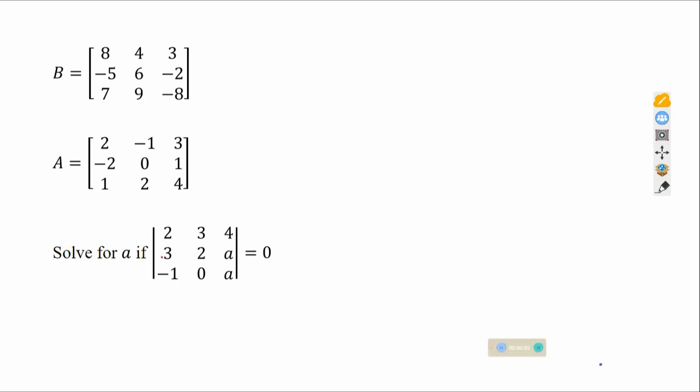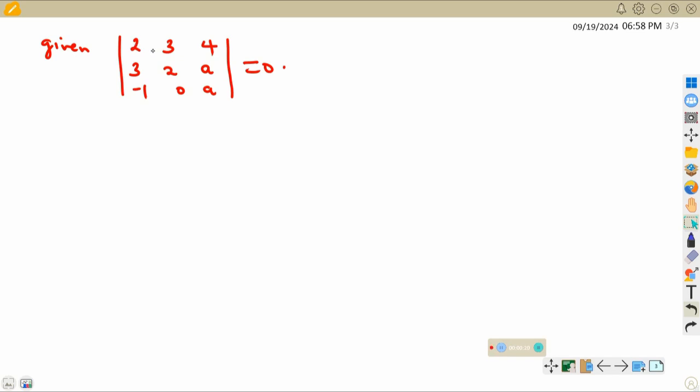We are interested in finding the value of A when we are given that the determinant of this matrix here is equal to 0. So let us see how best we can get the value of A. But the most important thing is to know how to get the determinant of this matrix. So given that the determinant of this is equal to 0, we need now to look at the determinant.